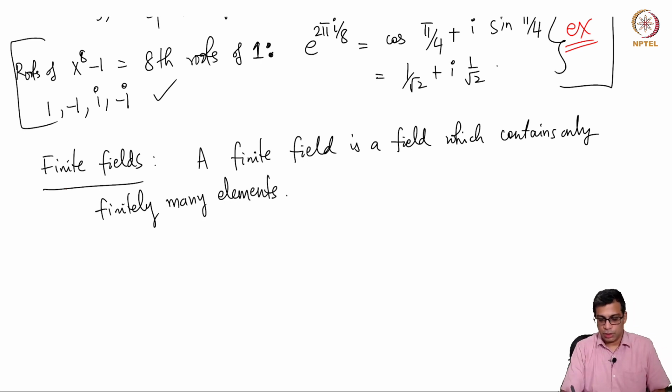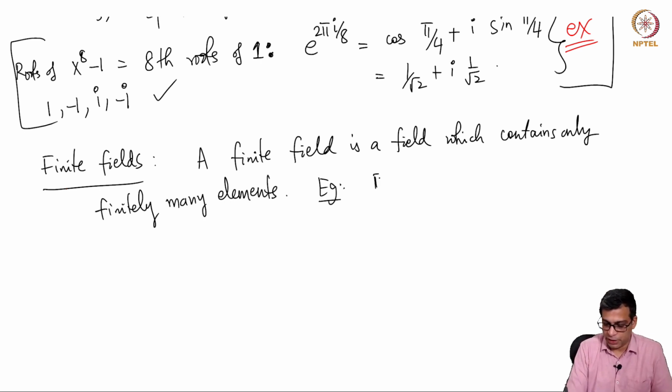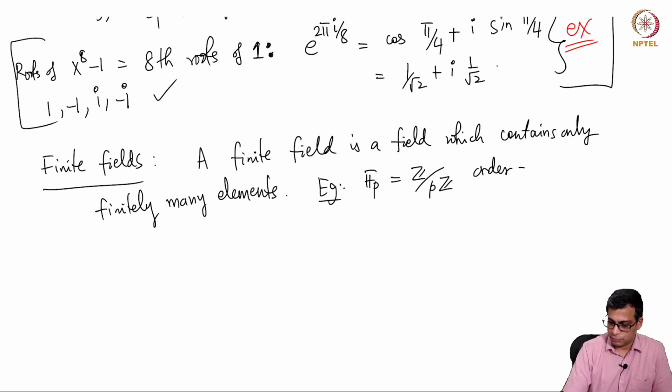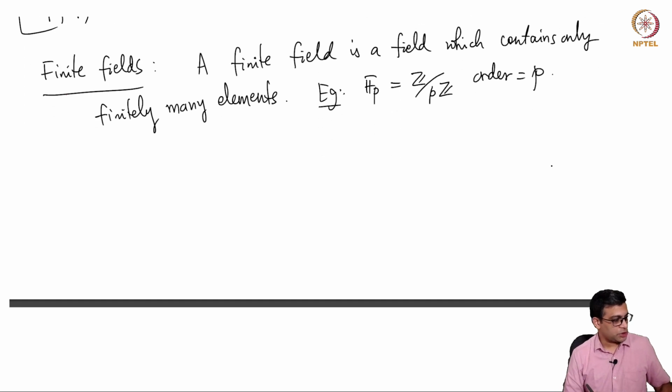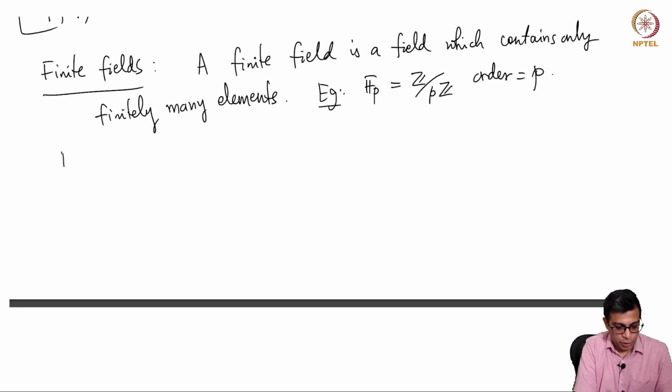Right, so the primary example for us is Fp, which is by definition Z mod pZ. The order here is p. So some important observations about finite fields.